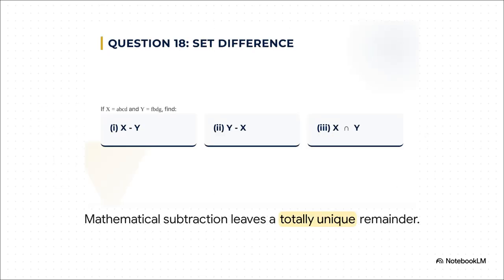You can also literally mathematically subtract one set from another. If we calculate x minus y, we start with the entire population of set x, and then we just peel away any members that also happen to belong to set y. What you're left with is a totally unique, unshared remainder. It's essentially the mathematical equivalent of asking, who is in group X but absolutely refuses to associate with group Y?